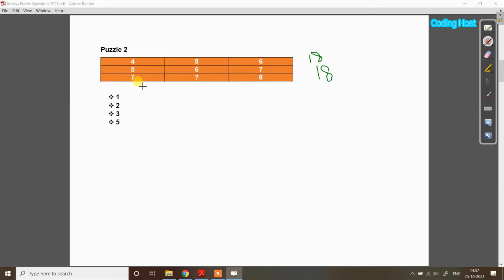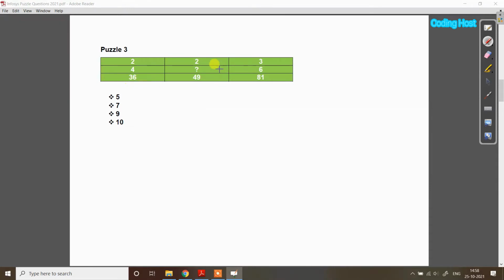Now we will apply the same in this third row. So 7 plus 8 is 15, and 15 plus 3 is equal to 18. So it means that 3 is the right answer. Now this is our third question. Now I will try to use the next logic. So 2 plus 4 is 6, and the square of 6 is 36. So you can see that it is 36.